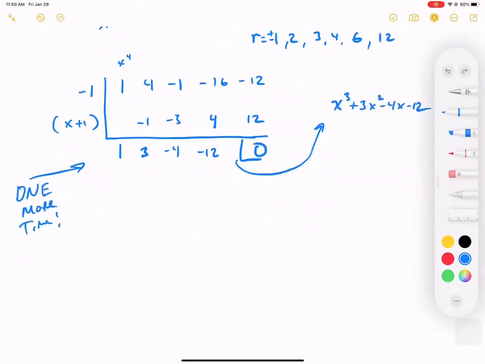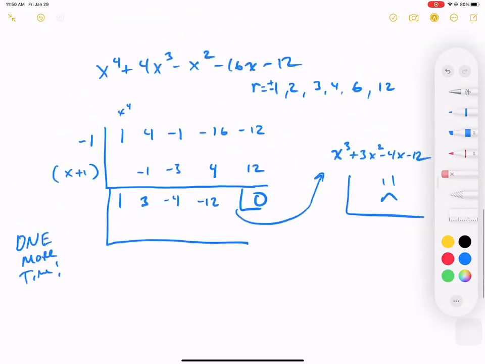Since we know what values will work, this is what you do. Take a look at what I did. I didn't redraw, that would just waste my time. I already have it set up here as synthetic division. So we draw a little box and go one more time. What number should we use?